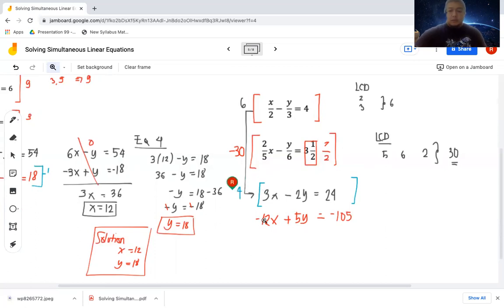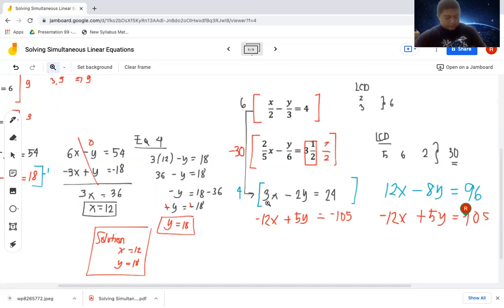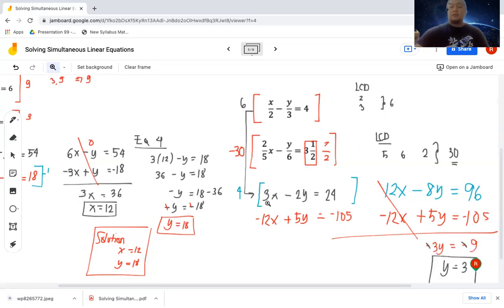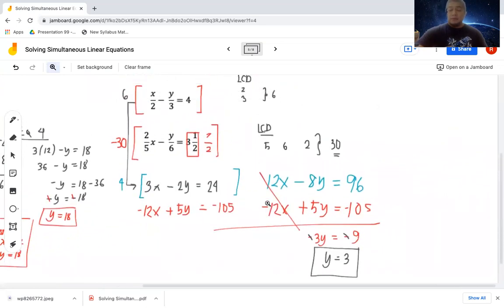Okay, so as soon as we multiply this by 4, this equation will now give us 12x minus 8y is equivalent to 96. And then the next equation at the bottom will now give us minus 12x plus 5y is equivalent to 105 with a negative. So in here, you can see that we can cancel these particular values, and this will end up with negative 3y is equivalent to negative 9, which will give us a value of y as equivalent to 3. So we cancel this negative and we process 9 divided by 3, which is going to give you a 3 for the value of y.